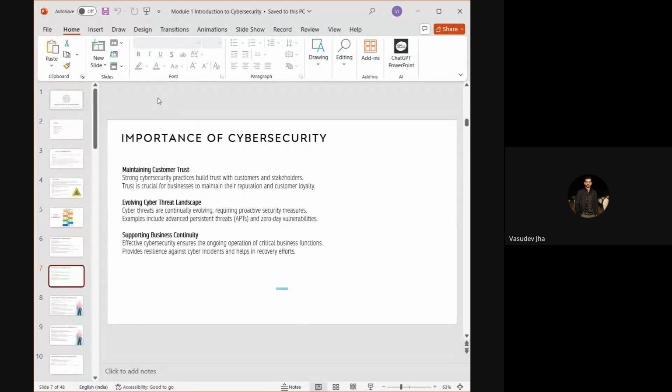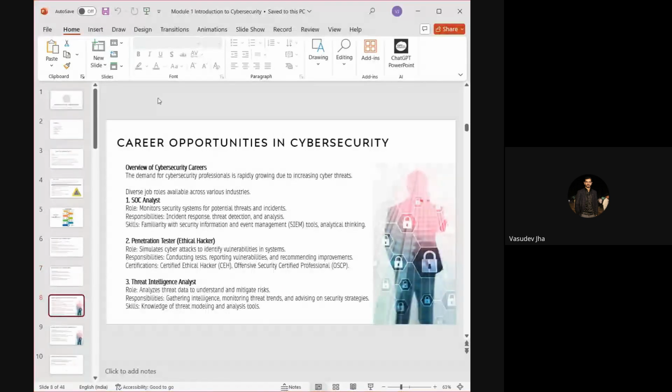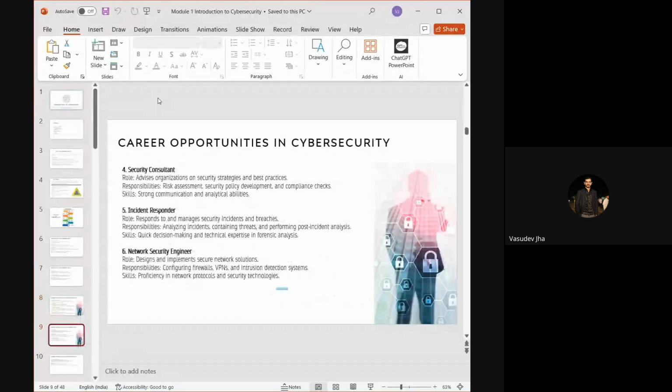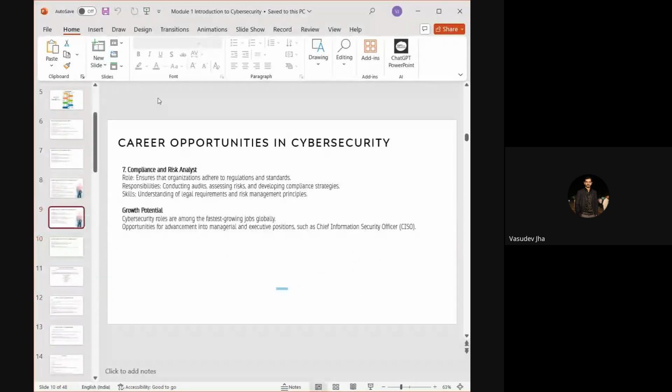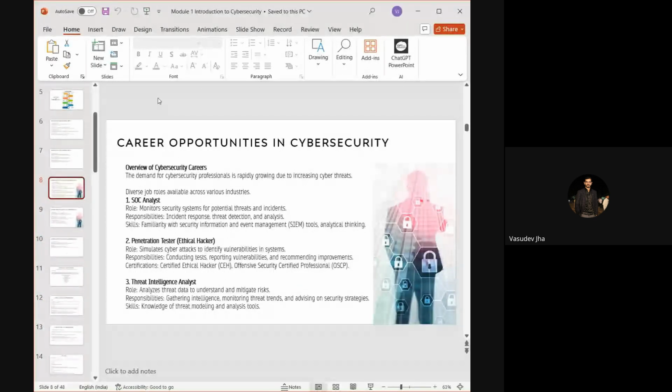Then we have something known as the evolving cyber threat landscape and supporting business connectivity. So these are some important points of cybersecurity. Now, the career opportunities in cybersecurity. For now, I hope that this is not that much required, but if you want to learn, just tell me and I will explain.